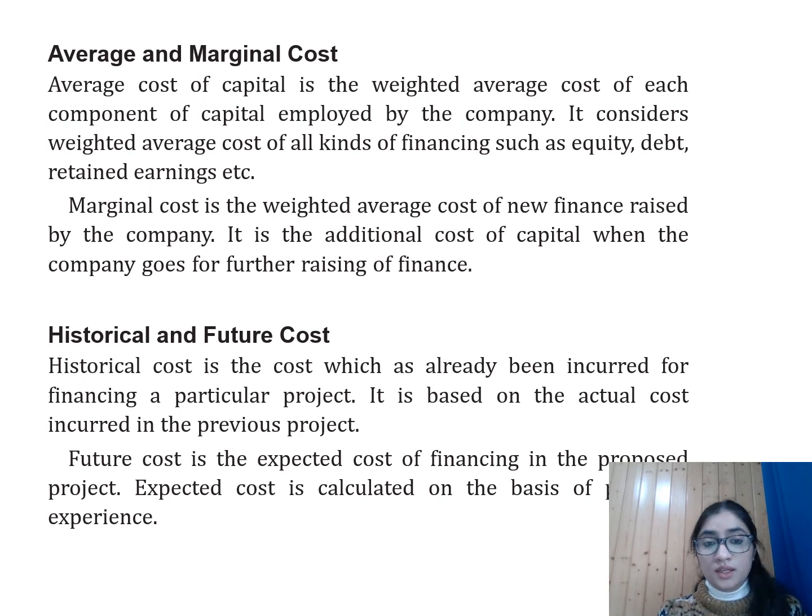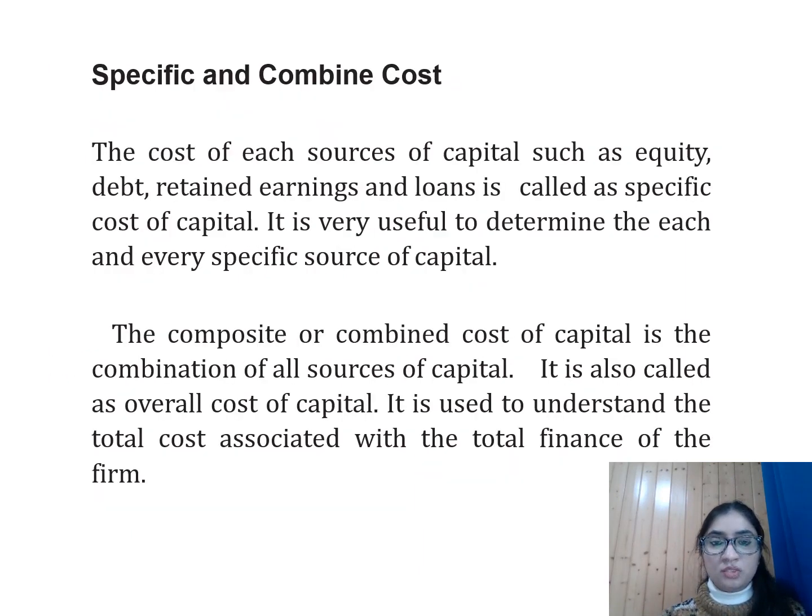Historic cost versus future cost. When a company has to decide the cost of the project, historical cost is a cost which has already been incurred with the previous project. It is a kind of benchmark or actual cost of the previous project. However, future cost is how much that project would cost in the future. It's like the forecasted cost. It's the expected cost of financing associated with a particular project.